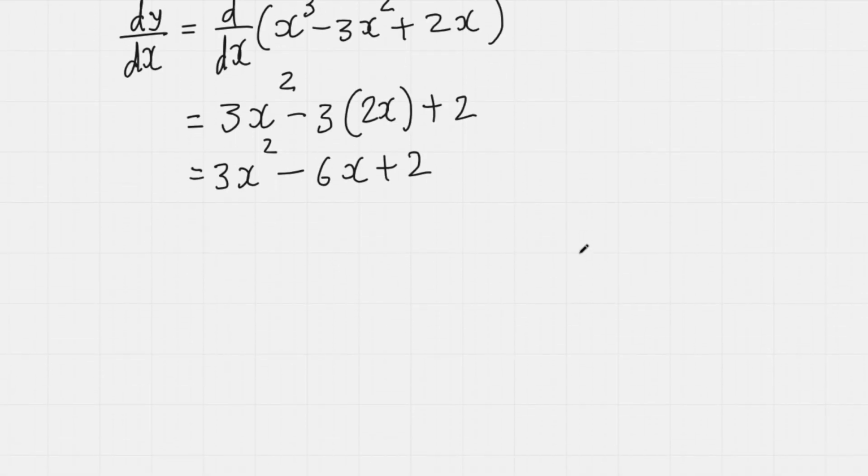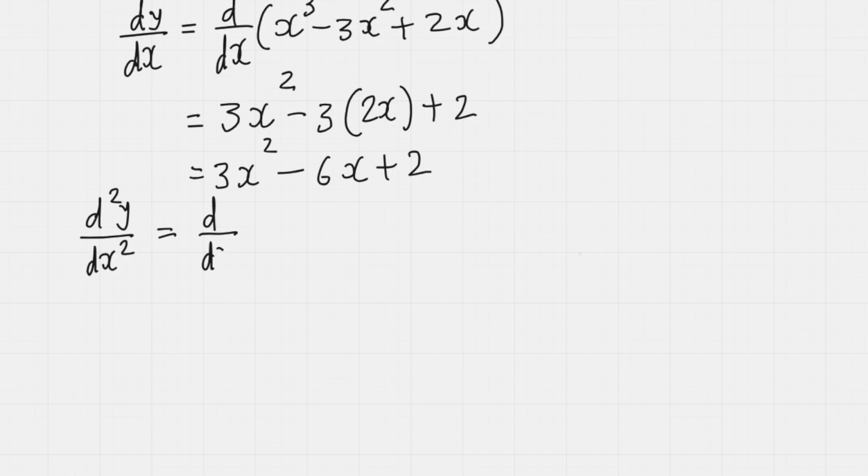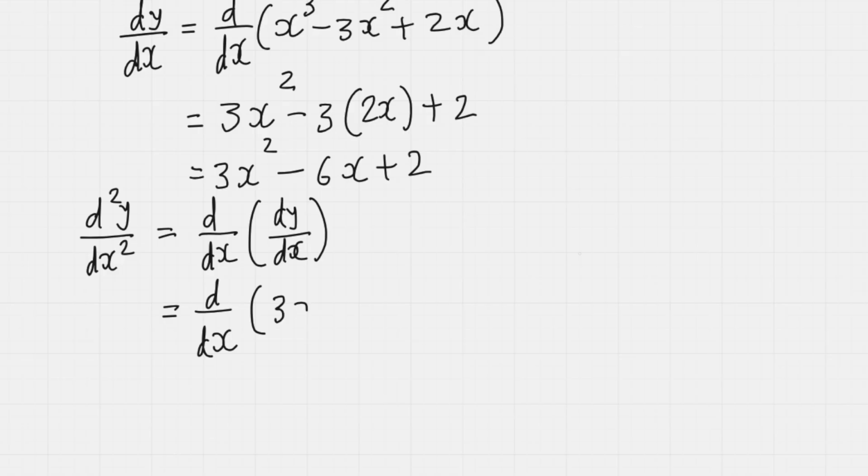Now let us find the second derivative. So the second derivative, d2y over dx square, is equal to d by dx of dy over dx. Let us substitute the value of dy over dx here. So d by dx of 3x square minus 6x plus 2.